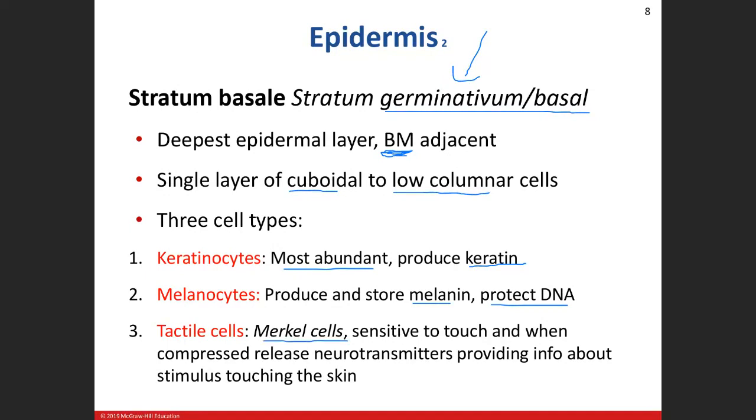These are the ones that, when there's pressure on these cells, they're going to release their neurotransmitter. Immediately adjacent to that will be a sensory receptor, and that will send a signal to your sensory system, your nervous system, about some sort of stimulus regarding touch. Light touch, specifically.